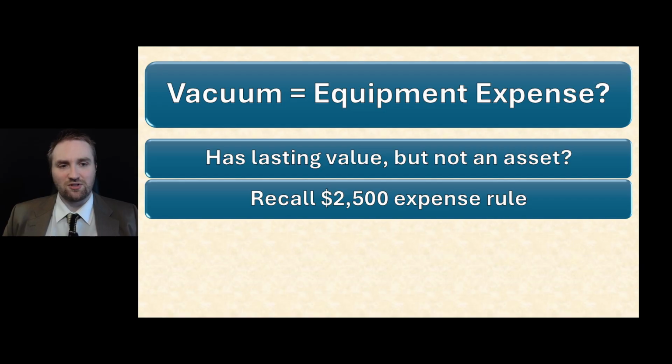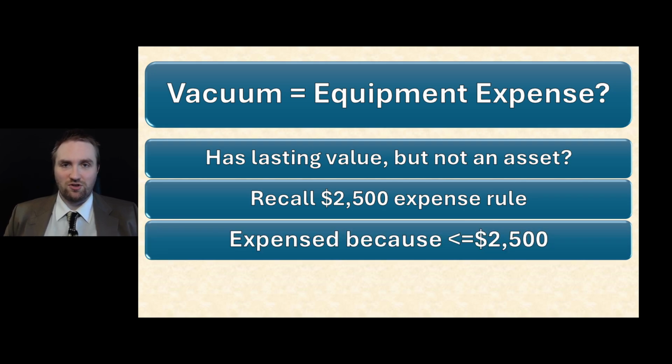We touched on this last episode when talking about fixed assets, if you remember. And one more thing, your business does need a written policy acknowledging the IRS's $2,500 limit. Therefore, all of that said, even though the vacuum has lasting value and is something the business owns, it can be expensed because it's worth less than $2,500. We call it an equipment expense because that's the most precise description of it.